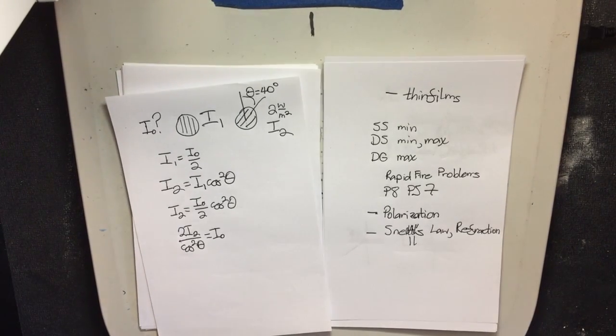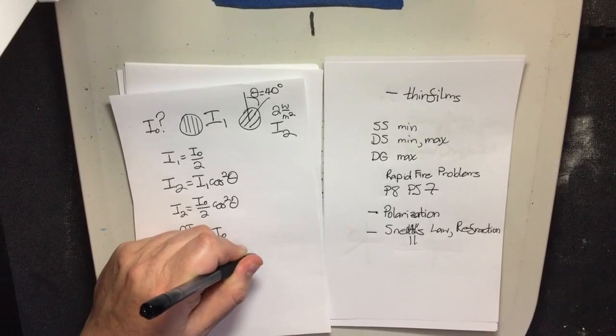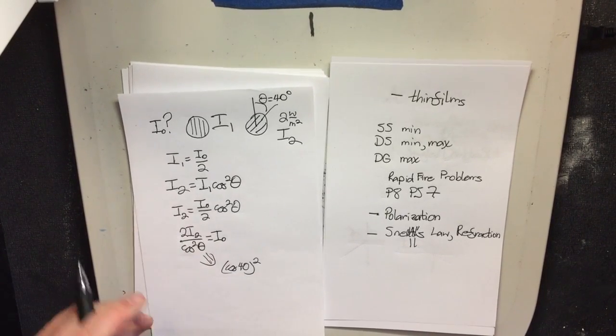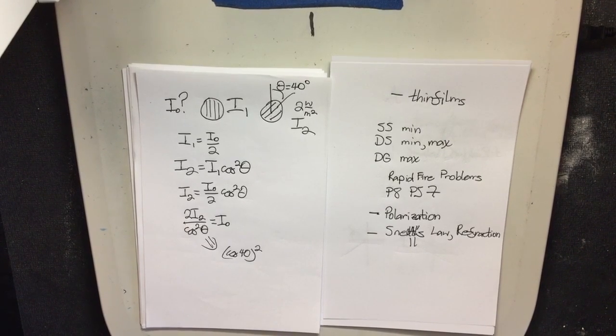Oh, how do I do? Well, what I would do is I'd just go cosine 40. Yeah. Or do it like that. That's effectively what that is. Okay.